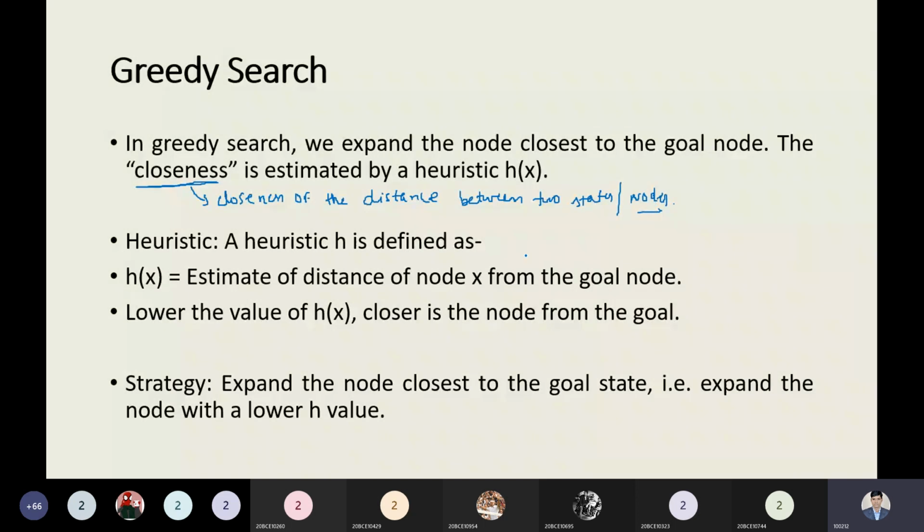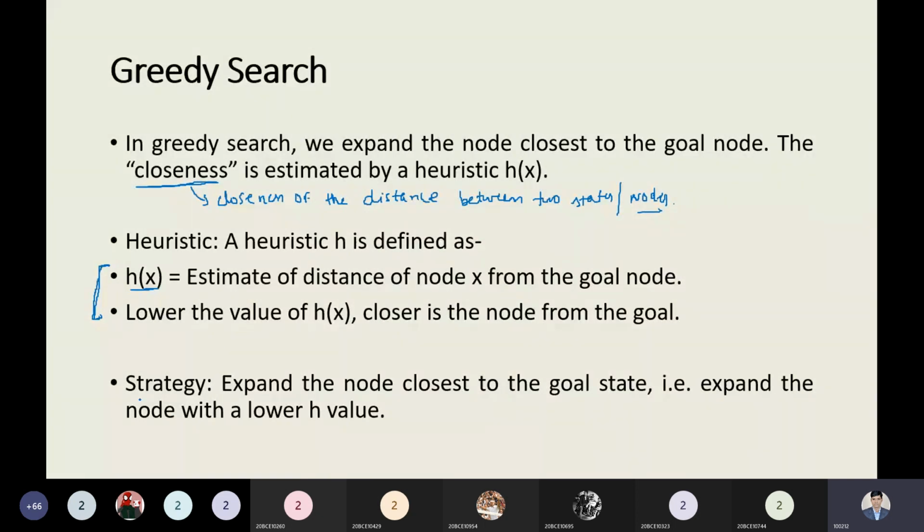So heuristics is defined in the form of h(x), as I told you, the estimate of the distance of node x from the goal node, and the lower the value of h(x), the closer the node is to the goal. So these are the key points we have to keep in mind while learning. With the help of the example, the picture, the idea will be more clear.